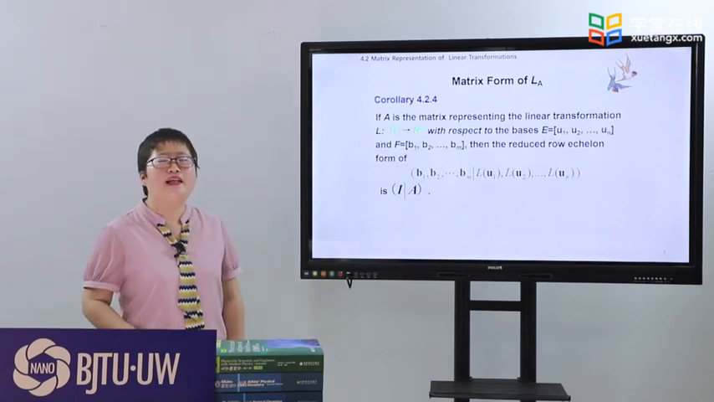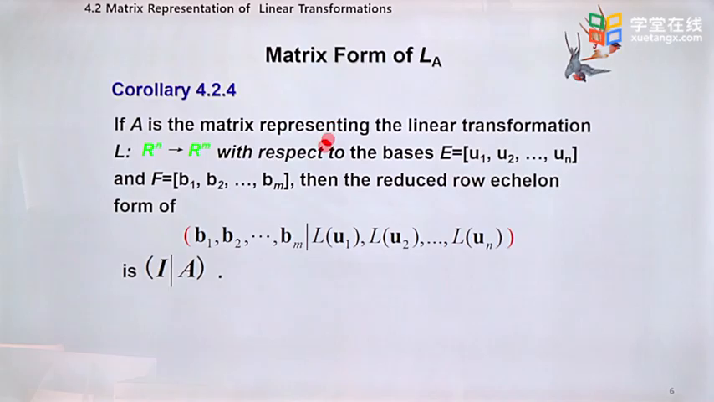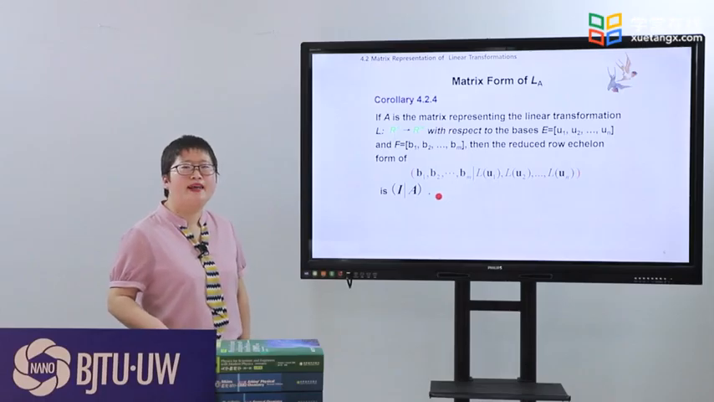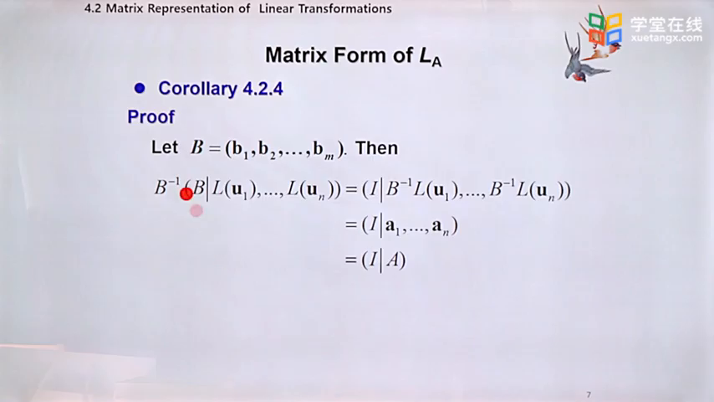From this theorem, we can easily have this corollary. If A is a matrix representing the linear transformation L from Rn to Rm with respect to the bases E composed by U1, U2 till Un, and F composed by B1, B2 till Bm, then the reduced row echelon form of this augmented matrix, where the left part is B1, B2 till Bm and the right part is L(U1), L(U2) till L(Un), is I A. This means if you transform the left part of the augmented matrix to be the identity matrix, the right part immediately becomes A. We see the proof of this corollary.